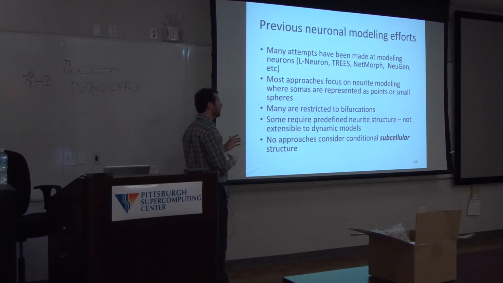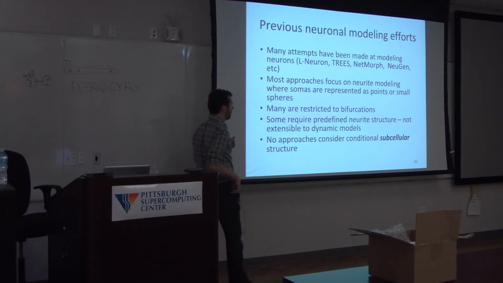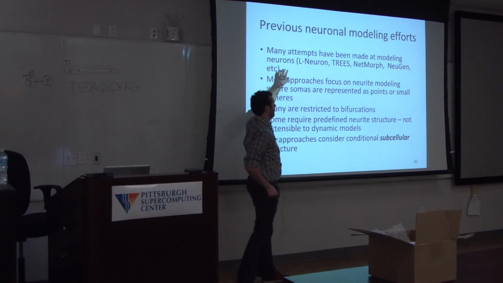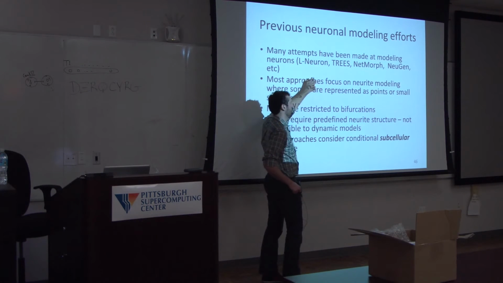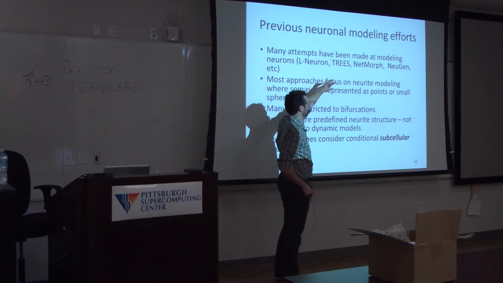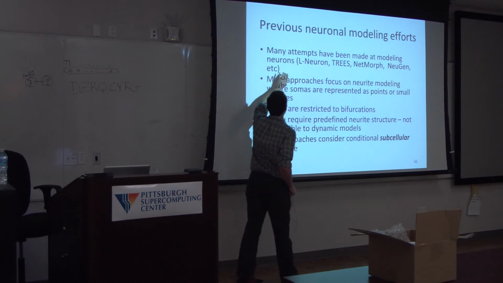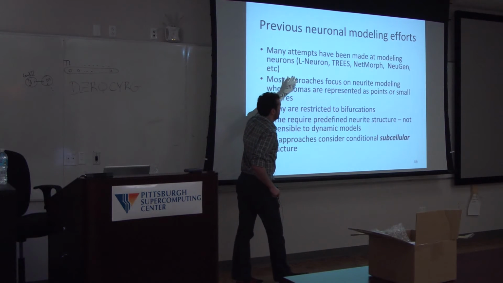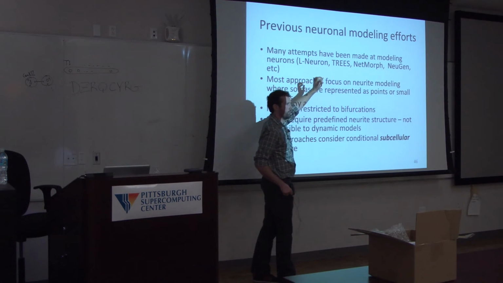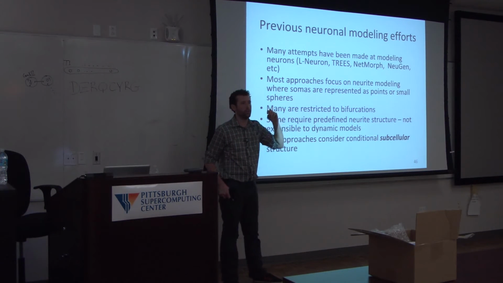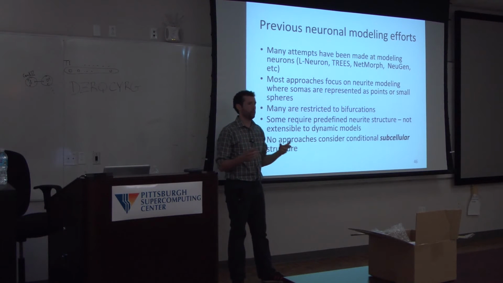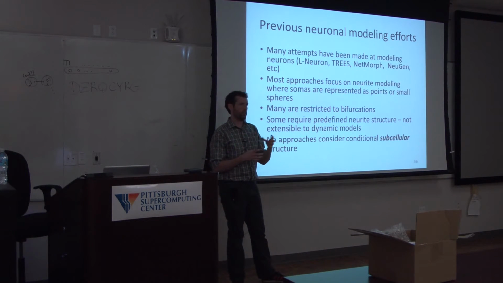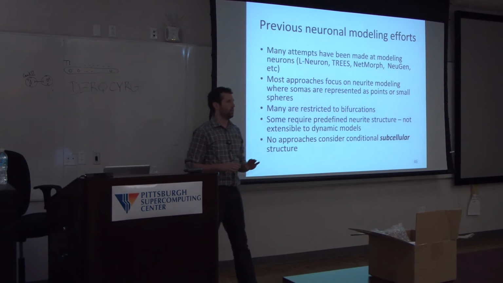And we're not the first people to work on this problem. There have been many other attempts. You can check these different tools out. Some of them are quite nice. So L-Neuron, Trees, NetMorph, and NewGen, among others. L-Neuron and Trees are generative modeling tools for modeling single neurons. NetMorph and NewGen tend to model sets of neurons. So this can get into how neurons are laid out and intertwined with each other.